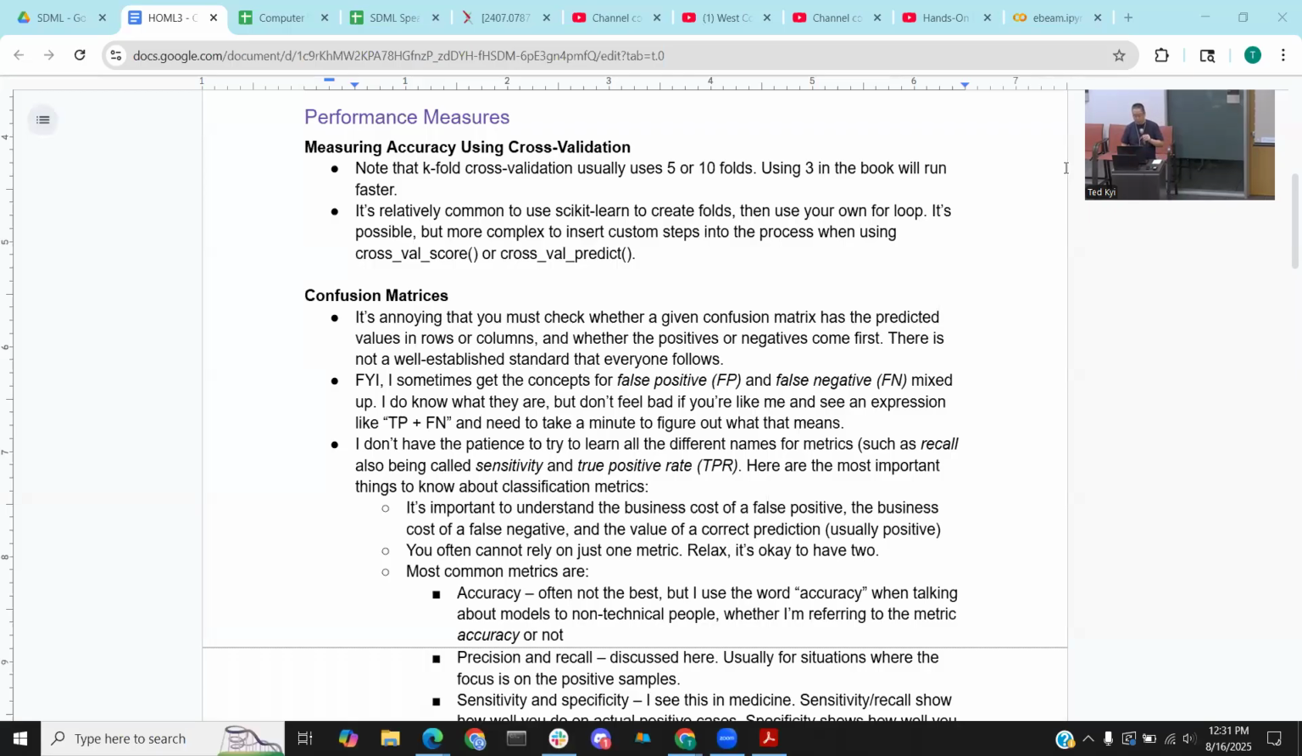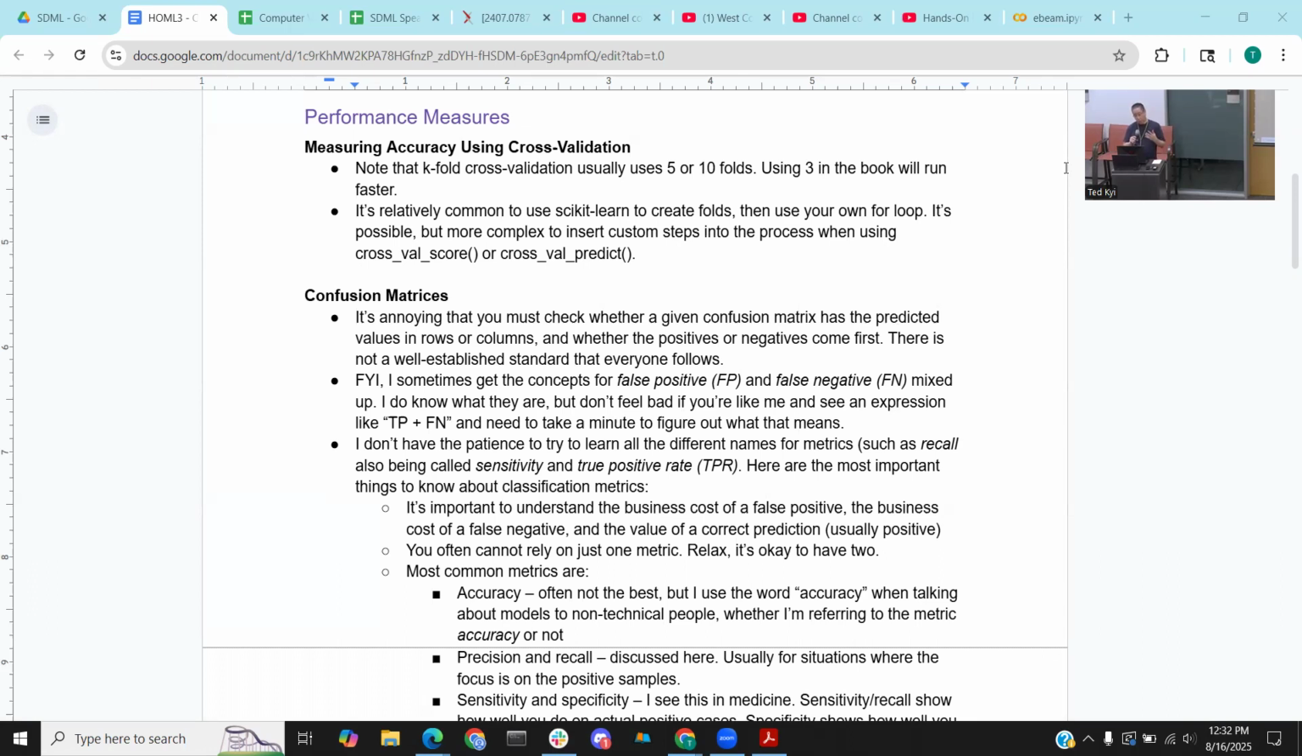In the chat, somebody asked, is above 10-fold not recommended? It's not a bad thing to do more than 10, in that it's not going to cause any problems. All it's going to do, though, is make your training more expensive without necessarily any benefit in terms of a more accurate understanding of what your validation error is.